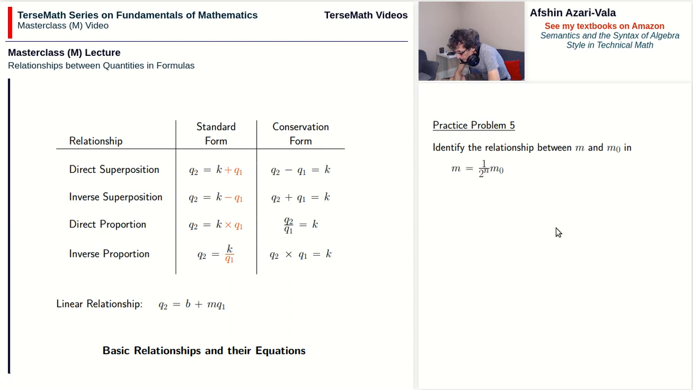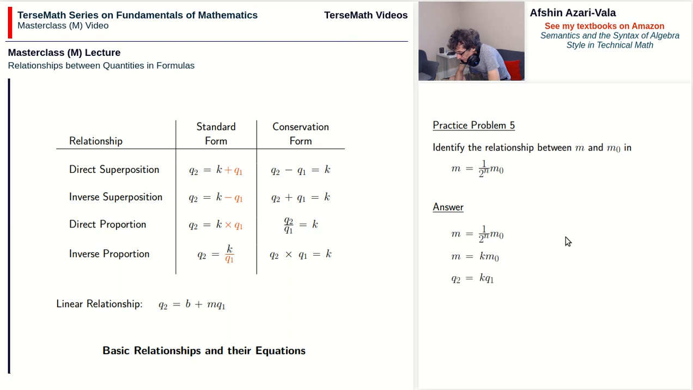Problem 5. Identify the relationship between m and m0 in the radiation formula. m equals 1/2 to the power of n times m0. In this problem, there is only one term. Within that term, we have two factors. 1/2 to the power of n is the first factor. m0 is the second factor. We take the factor that doesn't have m0 in it, that's 1/2 to the power of n, and turn it into a constant.